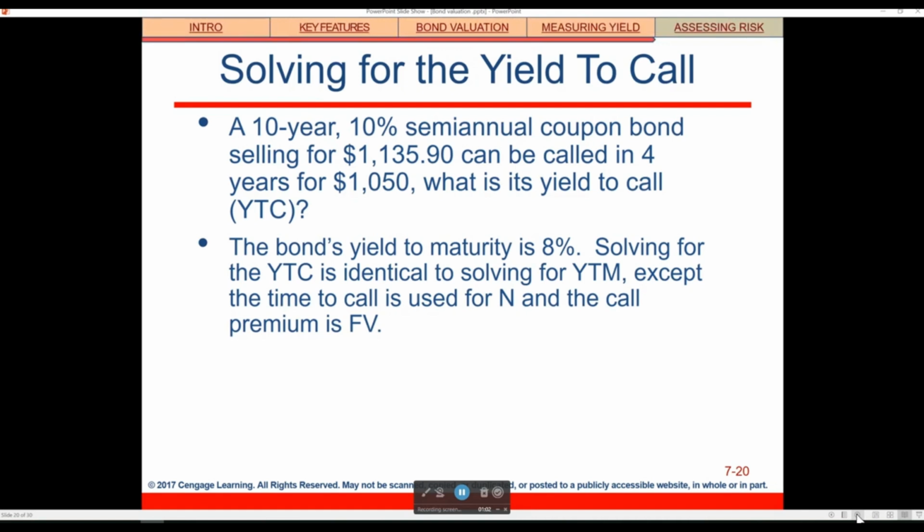So far we went over how to value a bond. We discussed yield in terms of yield to maturity, current yield, and capital gain yield. Another element that we're going to discuss is the yield to call.